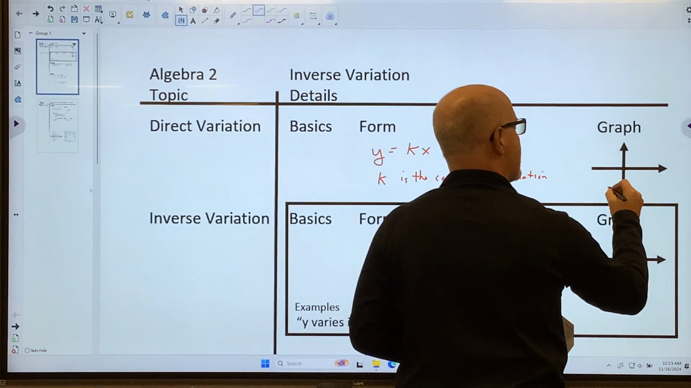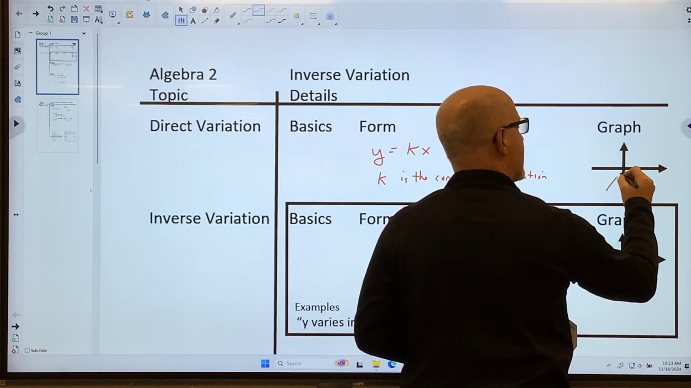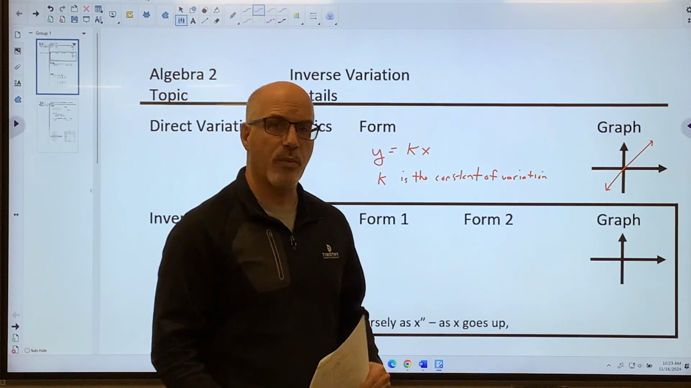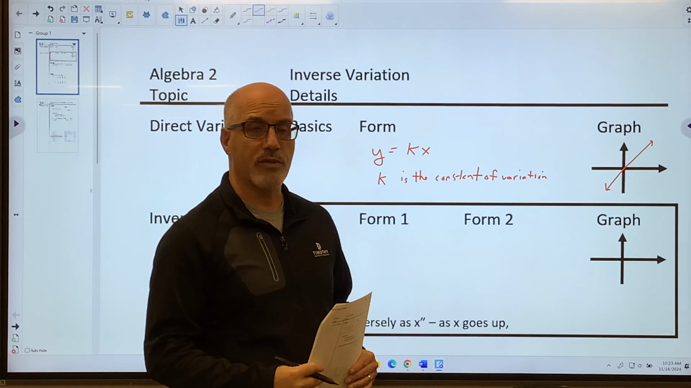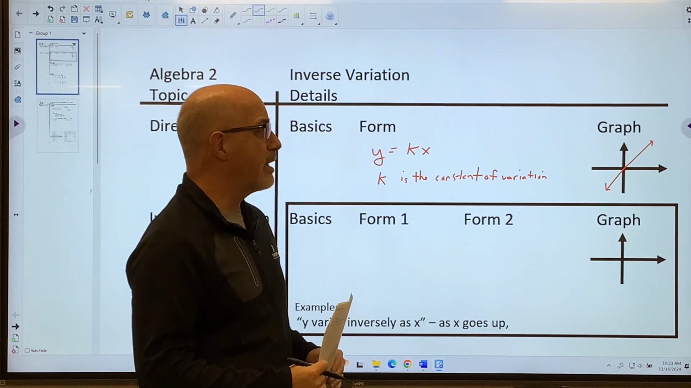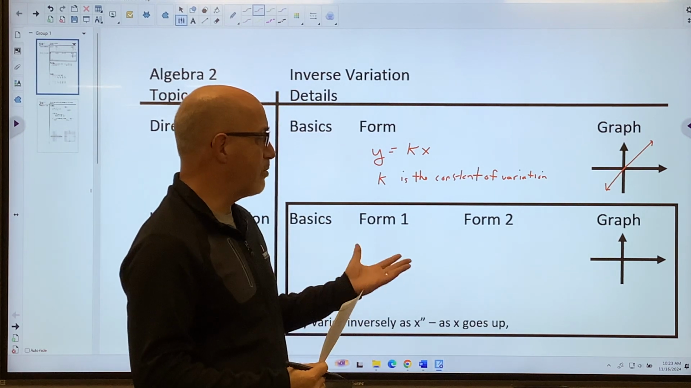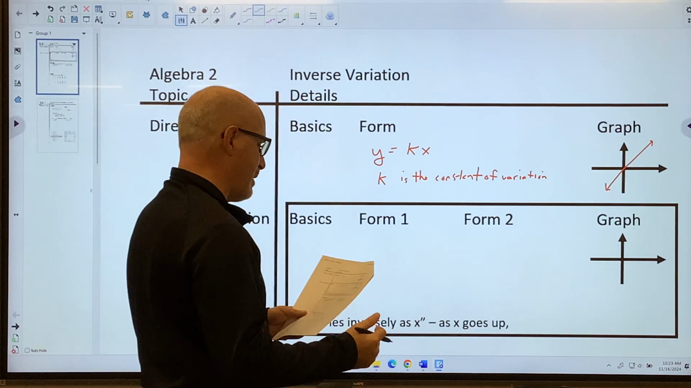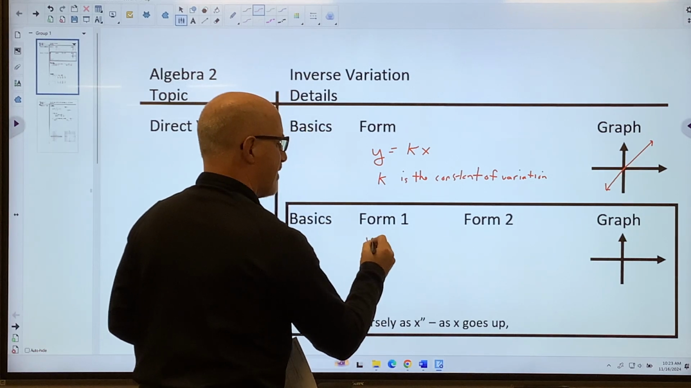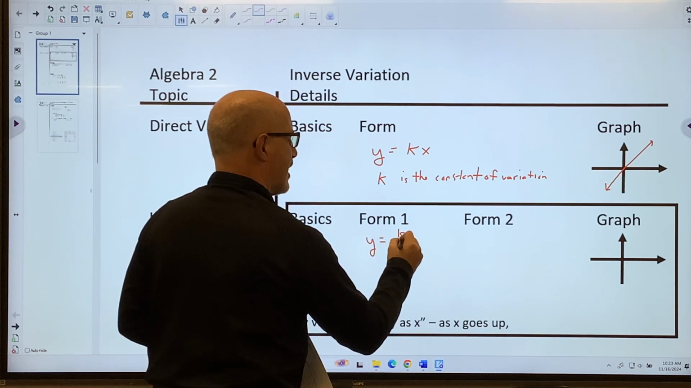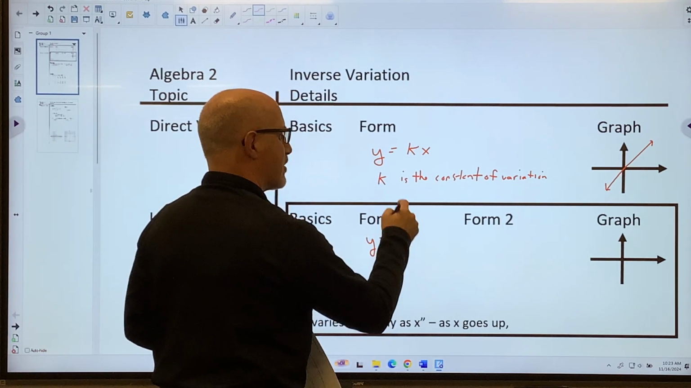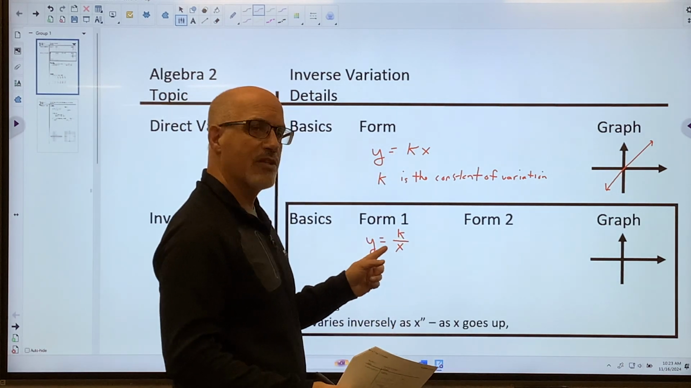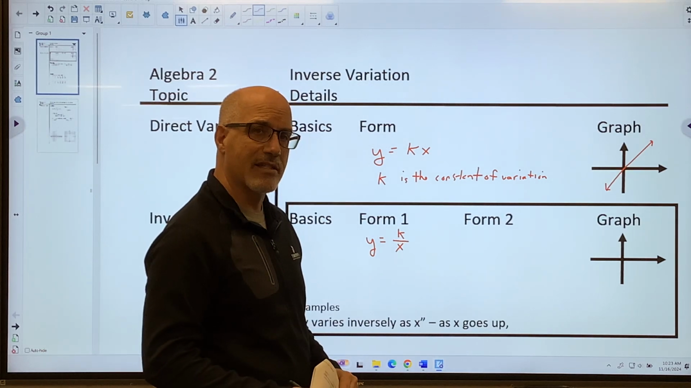So the graph of a direct variation is just a line through the origin with a slope of k. It has a y-intercept of 0, but a slope of k. Now, let's talk about inverse variation. Inverse variation is when we take that same idea and put the variable in the denominator. So it's k over x rather than k times x. This is multiplication; this is where we divide by the x instead.